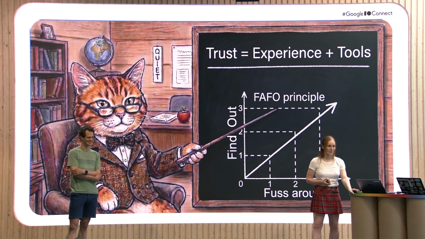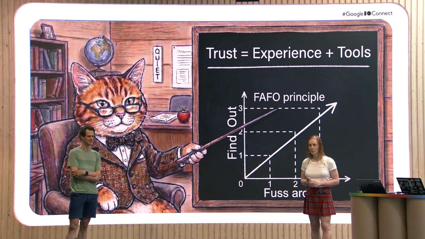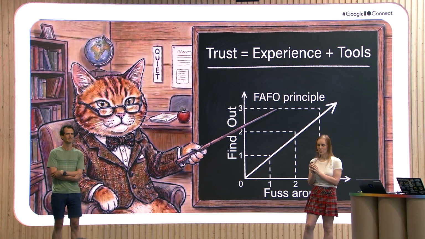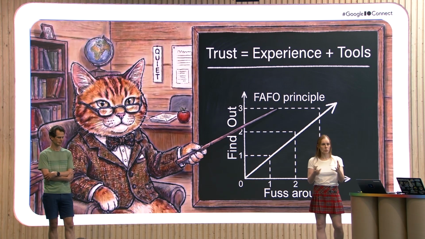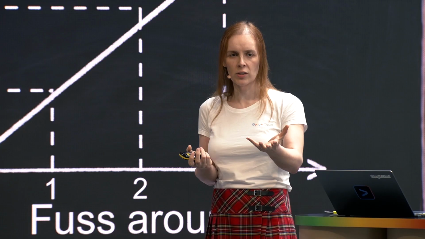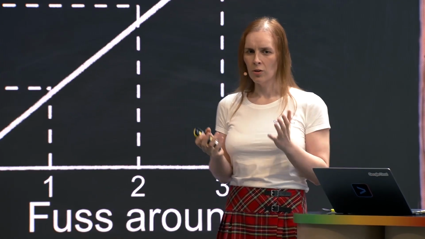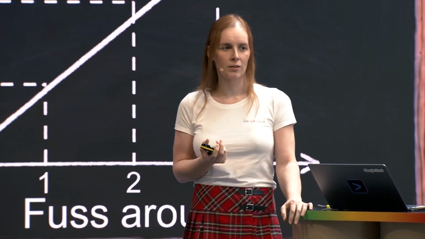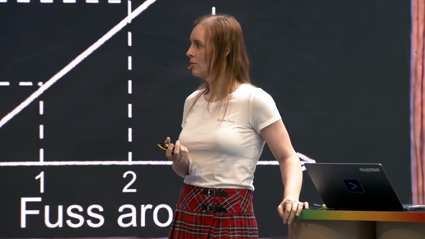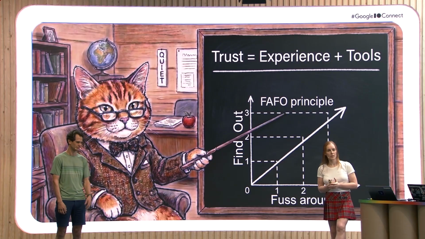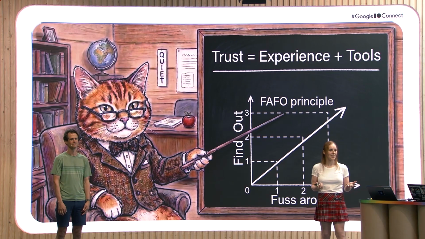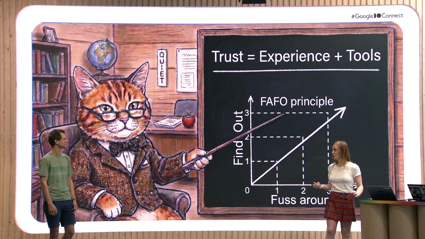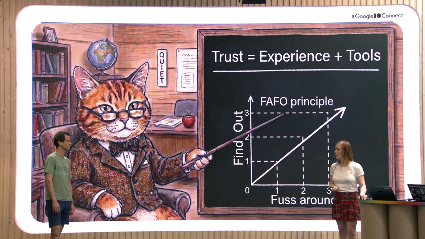And how do we increase trust is the big question. So there is an algorithm for that. Trust is a combination of experience and tools, right? The better the tools you have, the more trust you tend to have in them. But also, nothing replaces the experience, which we can capture with the famous FAFO principle: you fuss around and you find out. So nothing replaces human training, your own experience, right?